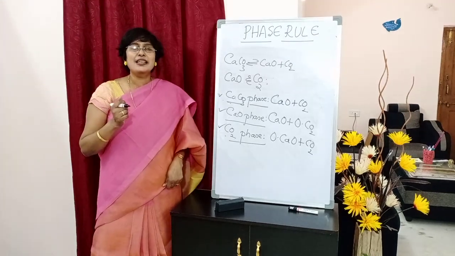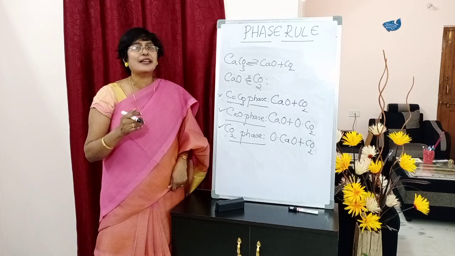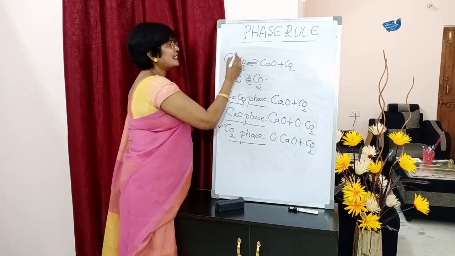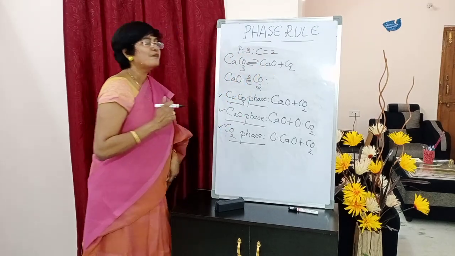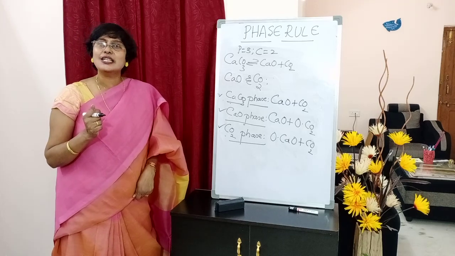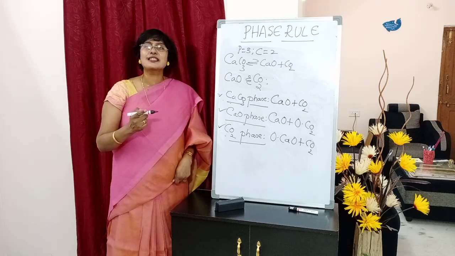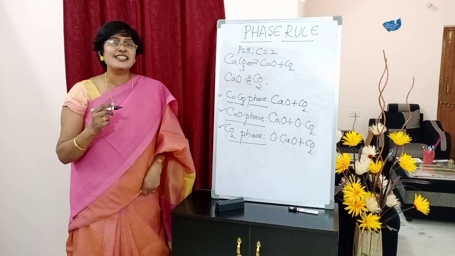So now tell me the number of components of decomposition of calcium carbonate. How many? 2 components. So, phases equal to 3, components equal to 2. Therefore, we call it a two-component system. Where water is a one-component system, sulfur is a one-component system, decomposition of calcium carbonate, a two-component system.